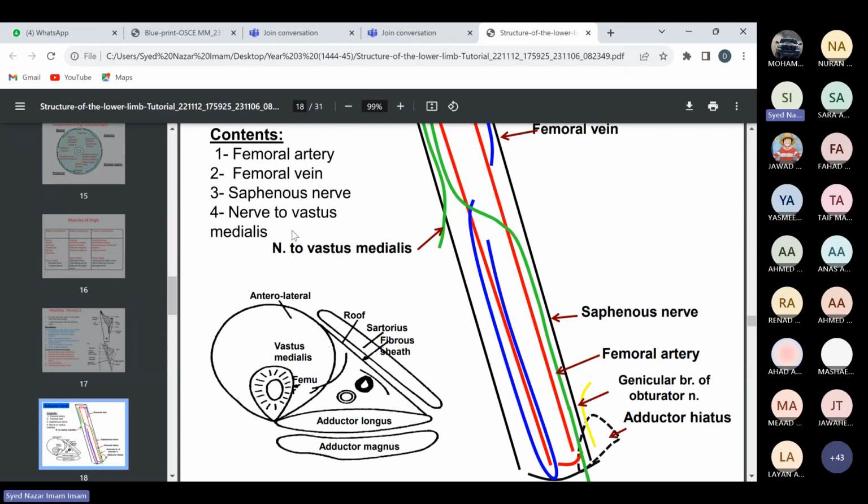So they might ask you the content of the femoral triangle or the content of the adductor canal. Here you will not get the femoral nerve, only femoral artery and femoral vein. Saphenous nerve is a branch of the femoral nerve, but no femoral nerve here.